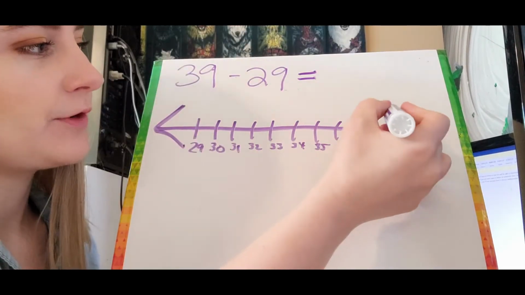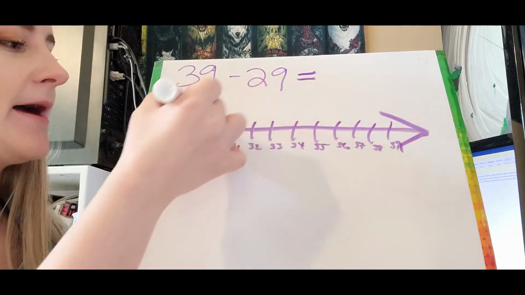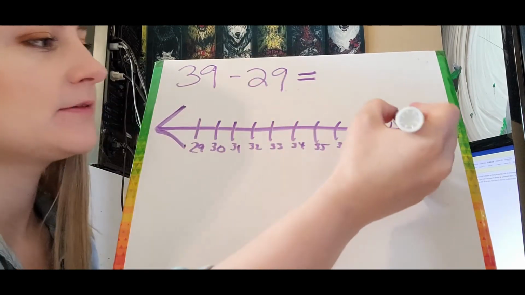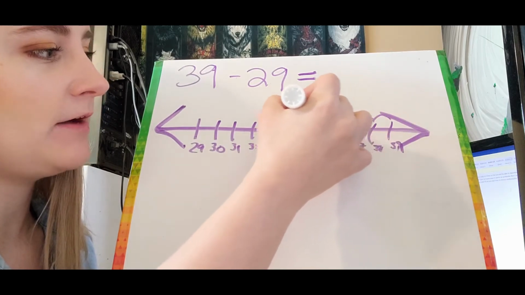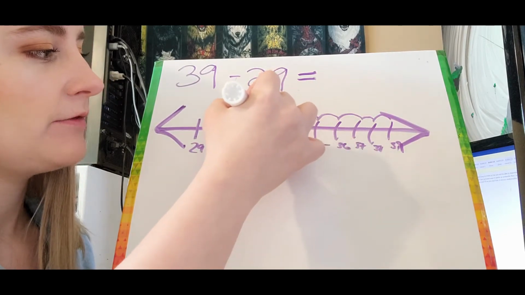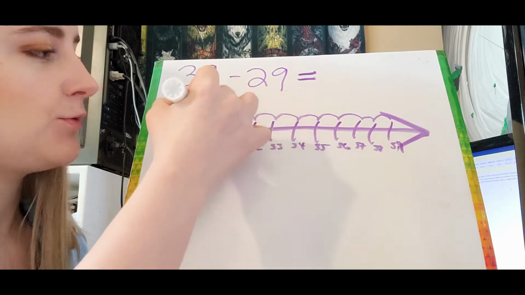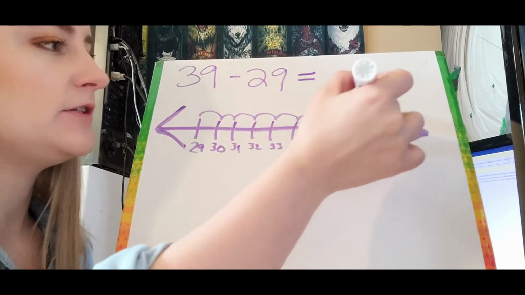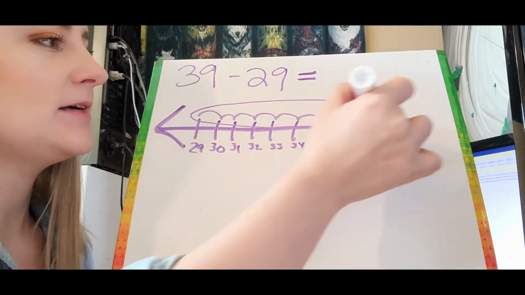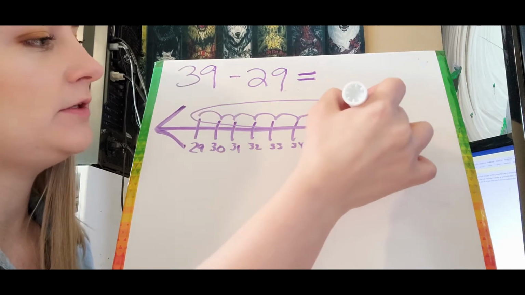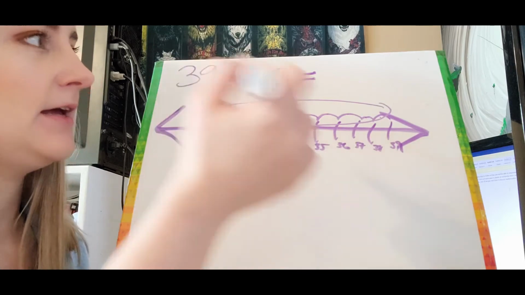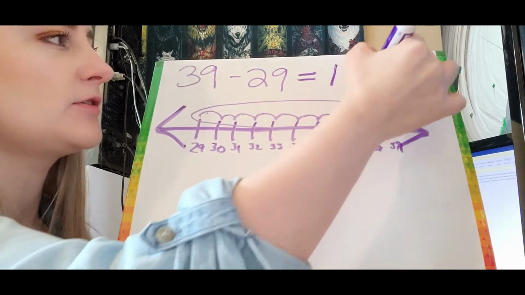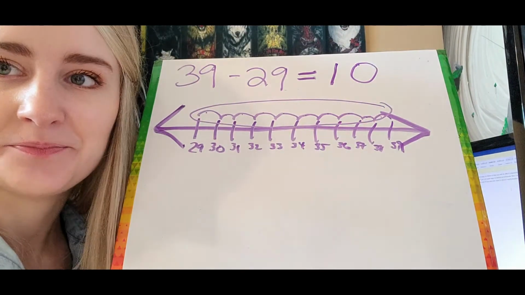Now let's go to 39. We know we want to go back to 29. So let's see. 39 to 38, 37, 36, 35, 34, 33, 32, 31, 30, 29. And now all we have to do as the student is add up the steps we took back. So let's see, 1, 2, 3, 4, 5, 6, 7, 8, 9, 10. And we know that the answer is 10.